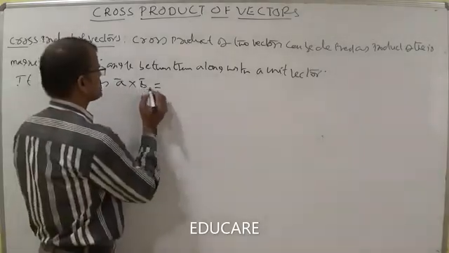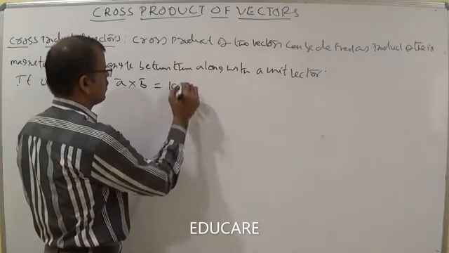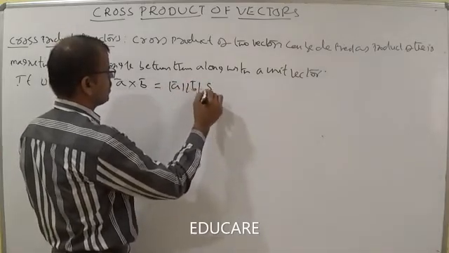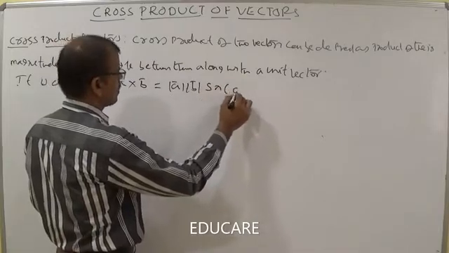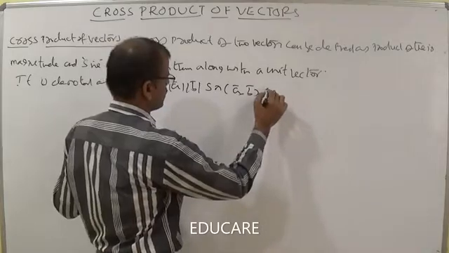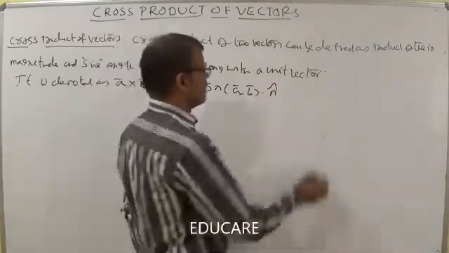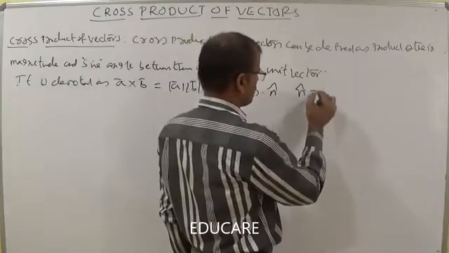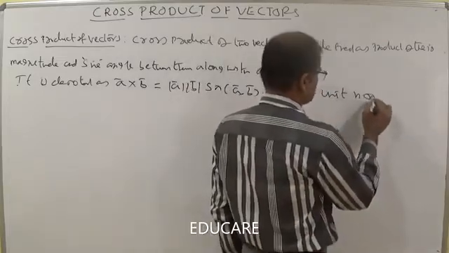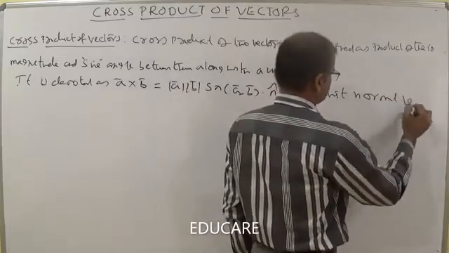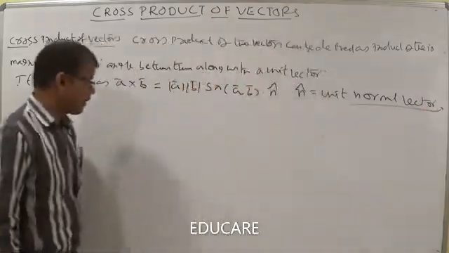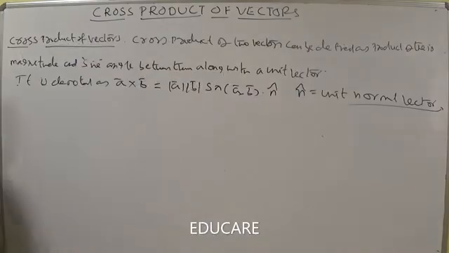A bar cross b bar is equal to mod a bar into mod b bar into sine of the angle between a bar and b bar, into n cap. Here n bar is the unit normal vector. What does unit normal vector mean?